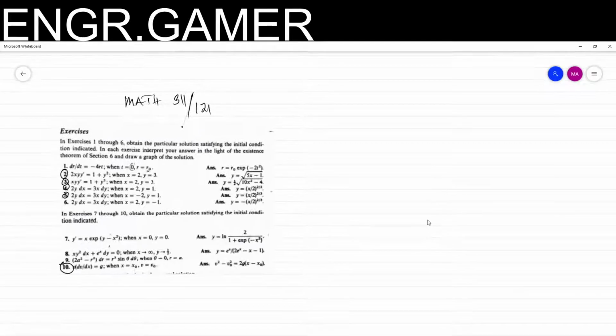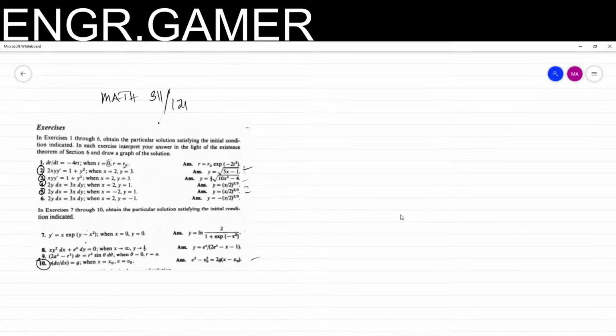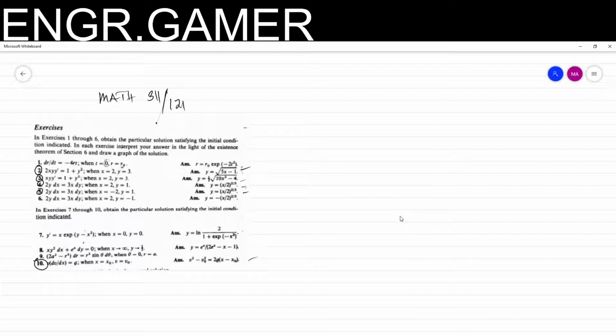Okay? So, every problem, meron nang target answer. Ito siya. 2, 3, 4. Saka ito. So, ang problem natin is to obtain the particular solution satisfying the initial condition indicated. So, may mga condition. For example, sa number 2, when x is equal to 2, y should be positive 3. So, take note sa algebraic equation, ang solution natin or set of solutions are numbers.